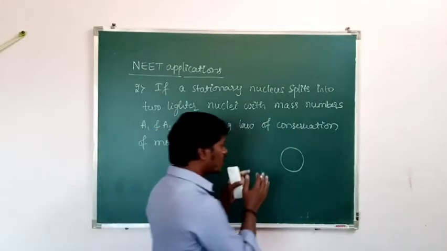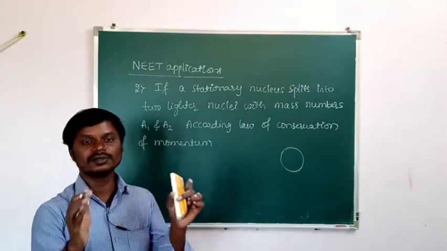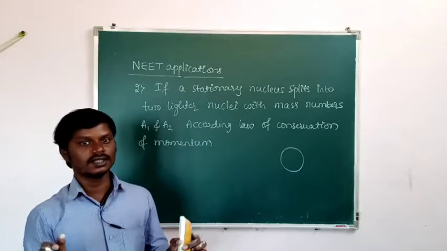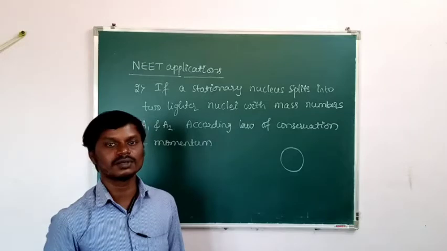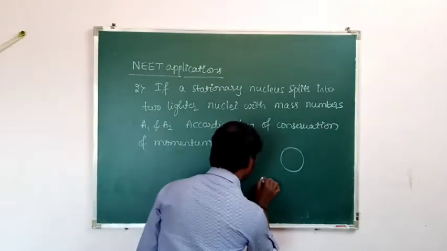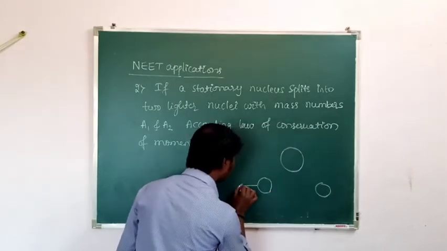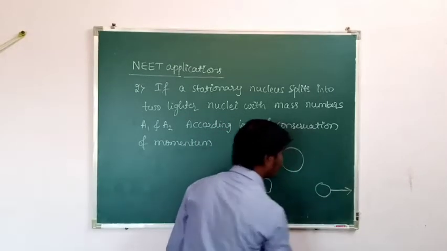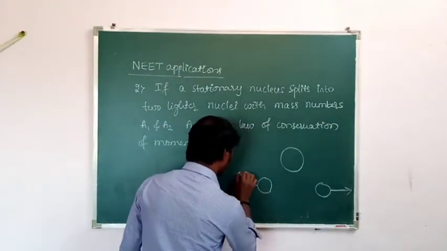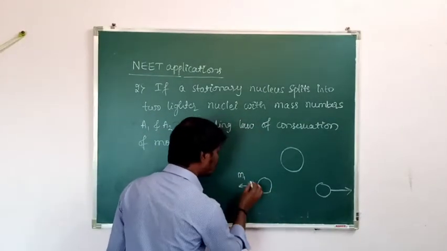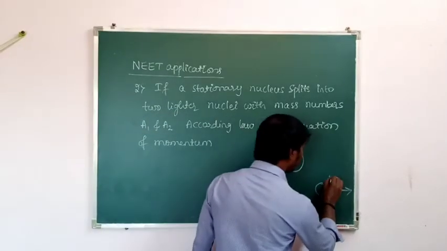Then if this nucleus splits into two lighter nuclei and those two lighter nuclei move in opposite directions with equal momenta, then this is one lighter nucleus and this is another lighter nucleus. Both will move in opposite directions with equal momenta. I will take the momentum of the first nucleus, that is m1 into v1, and the momentum of the second nucleus, that is m2 into v2.